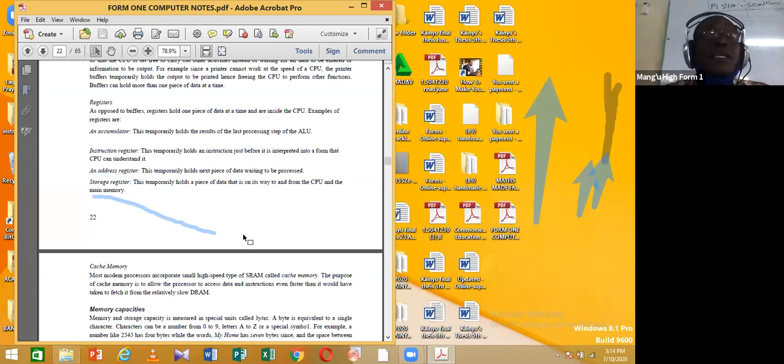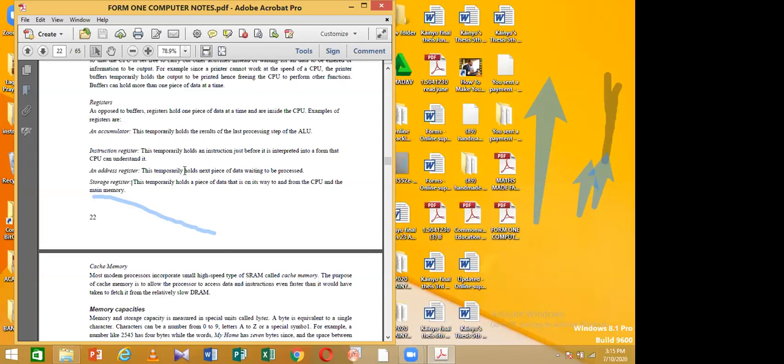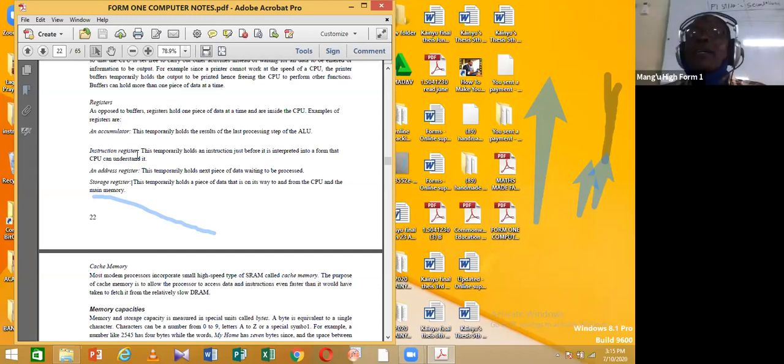Now, registers, as I said, we have accumulator, we have instruction register, an address register, and also storage register. Their work is specific. An accumulator temporarily holds the results of the last processing step of the ALU, because it's from that the ALU will move to another particular task. Then we have instruction register.